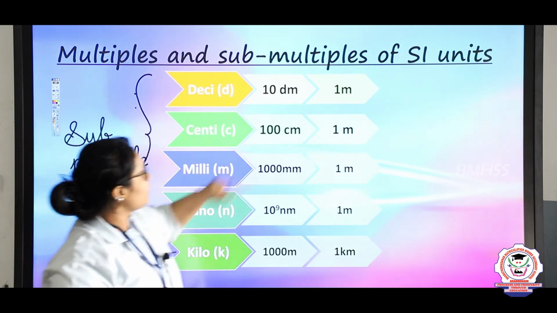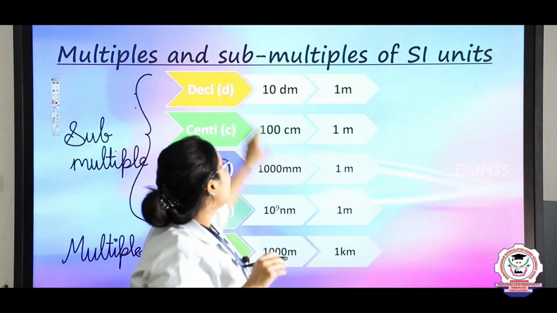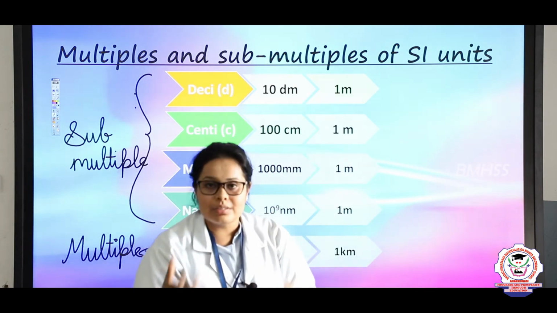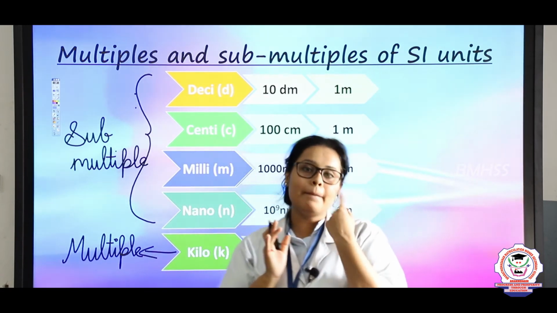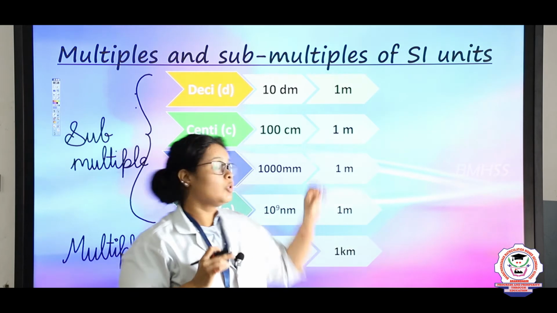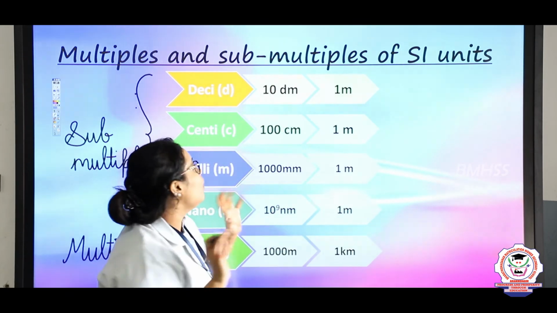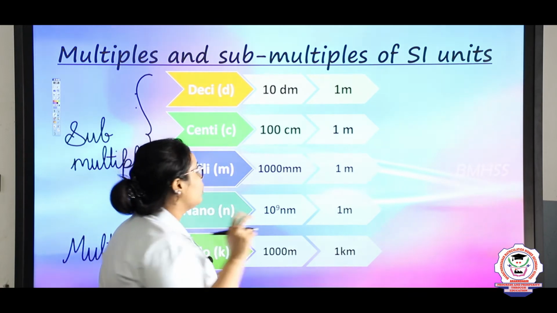So here you can see that 1 decimeter will be equal to 1 meter. So when you are taking 10 decimeters, that time it will be equal to 1 meter. Same way 100 centimeter is 1 meter. So here what we are doing is we are calculating how much the value will be there. So two things are very important to know this.